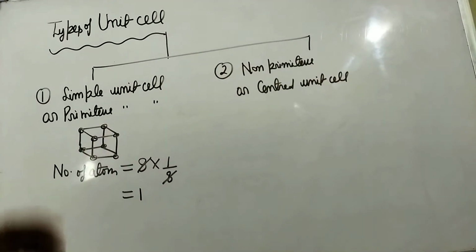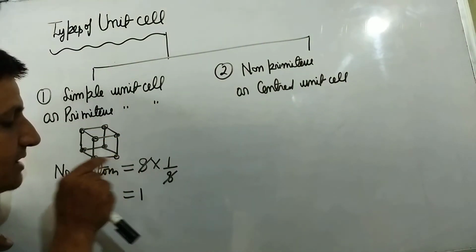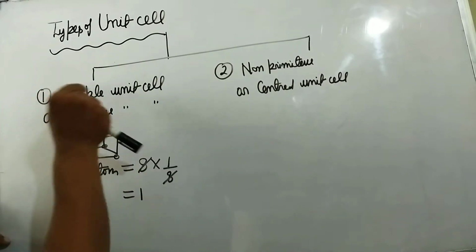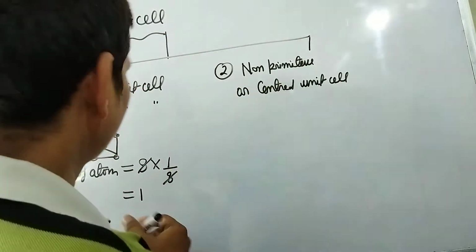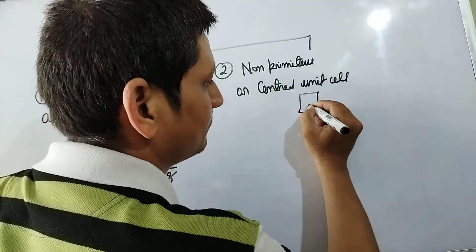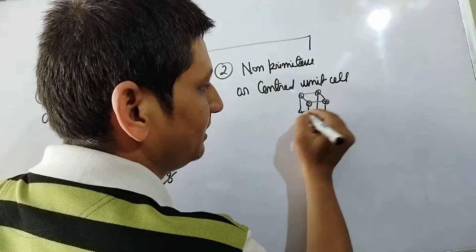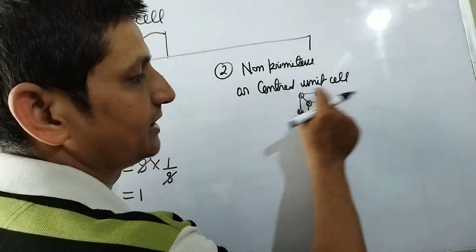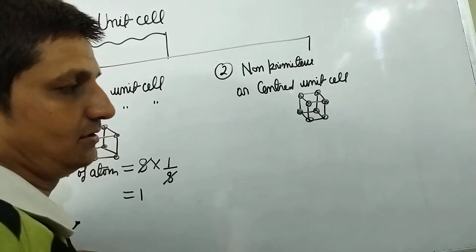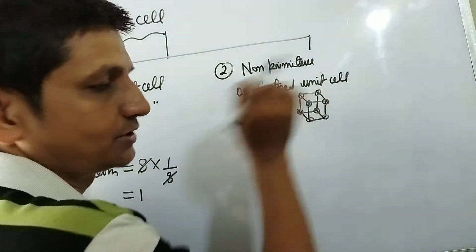Once again, a simple or primitive unit cell is a unit cell in which particles are present at the corners only. After this, the non-primitive unit cell: a unit cell in which particles are present at the corners and some other position, like the center of the body and face, is called a non-primitive or centered unit cell.